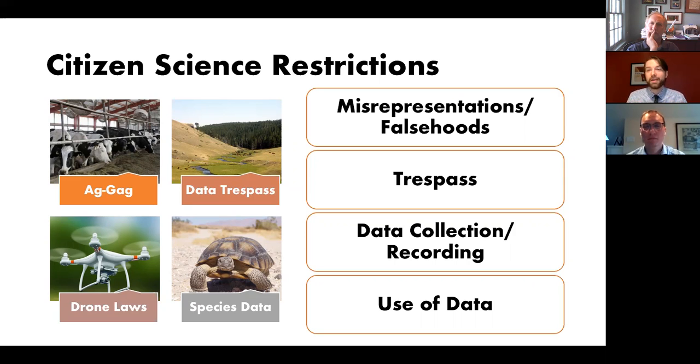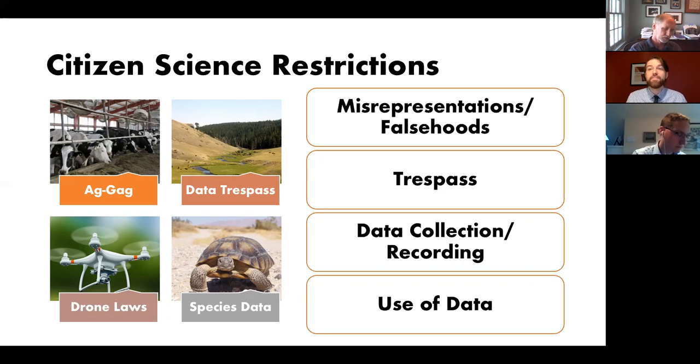This is really common in the ag-gag law context. The second is trespass, which obviously is key in the data trespass context, but all four of these will involve some aspect of trespass potentially. And we're talking here about having significantly higher penalties for trespass rather than a typical state trespass law that's on the books, trespass related to data collection.